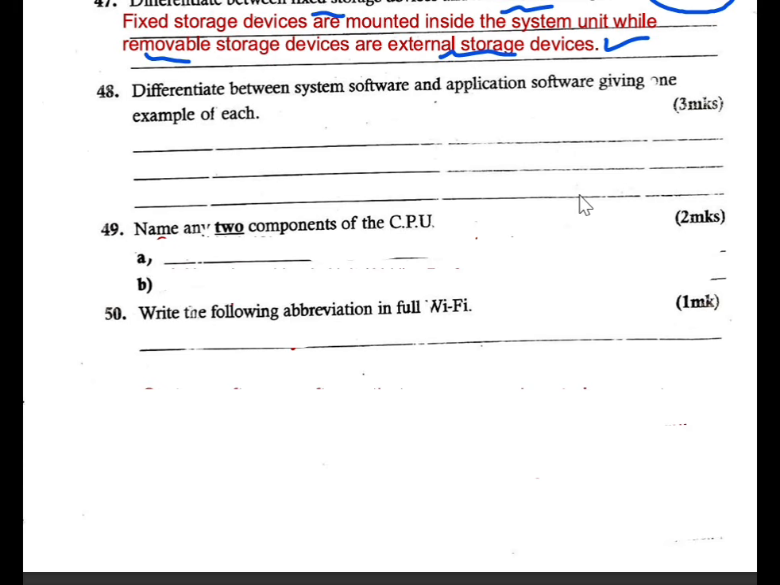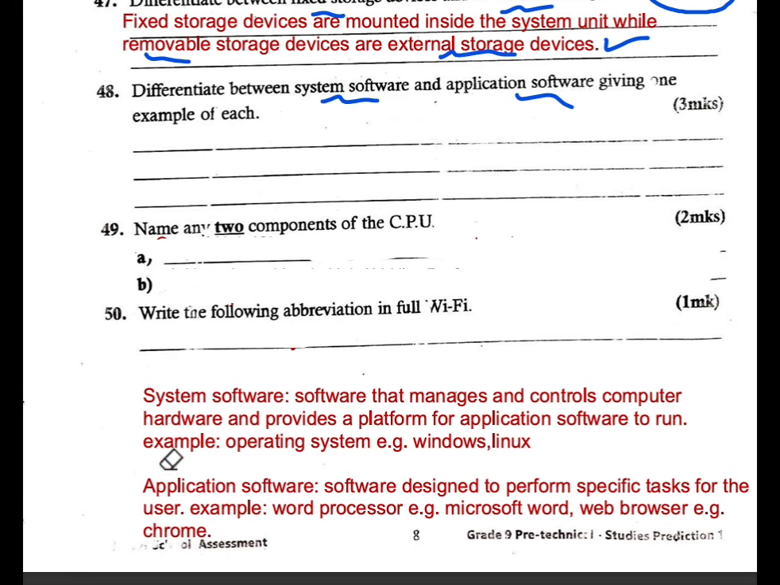Question number 48. Differentiate between system software and application software, giving one example of each. So remember we said you have 3 categories of software. We have system, we have application, and we have what we call utility. So here you are asked to differentiate and give one example of each. You need to start with system software.